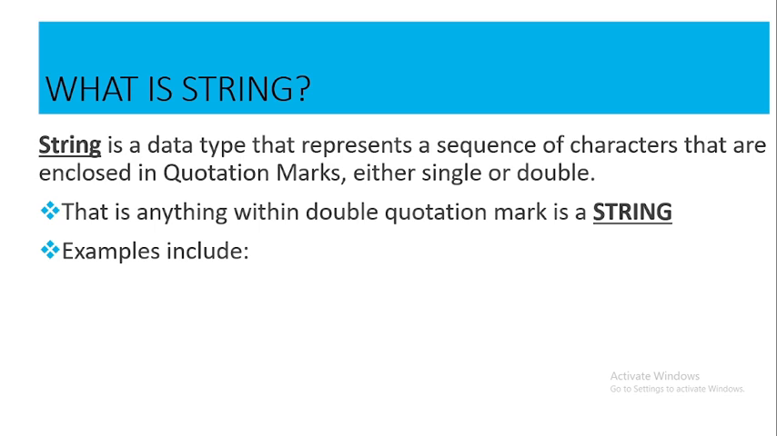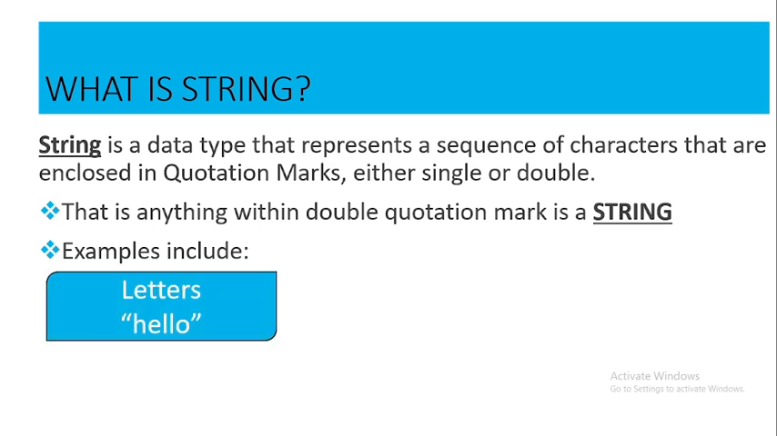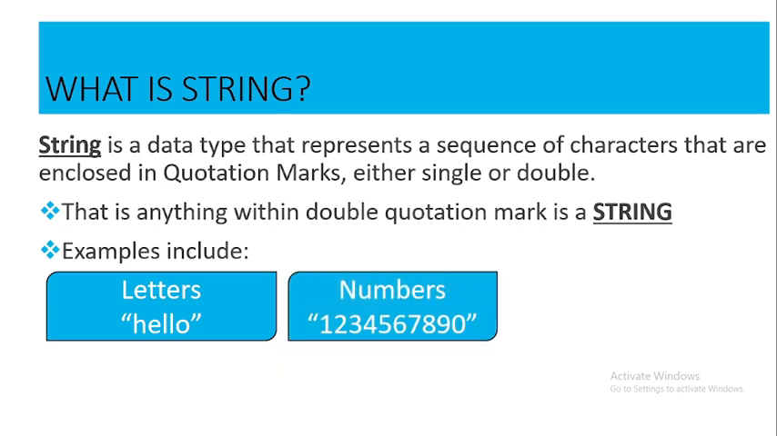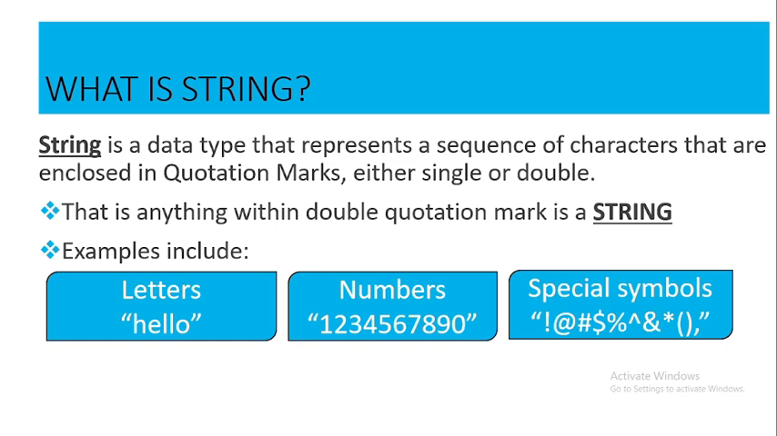Examples include letters. So when we put letters in double quotation mark, we get a data type known as what? String. When we put numbers inside quotation mark, we get a data type known as what? String. The same way when we put special characters or special symbols inside double quotation mark, we get a data type known as string. That's why we say that anything that we put within double quotation mark or single quotation mark becomes a data type known as string.